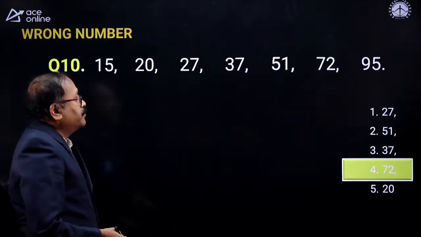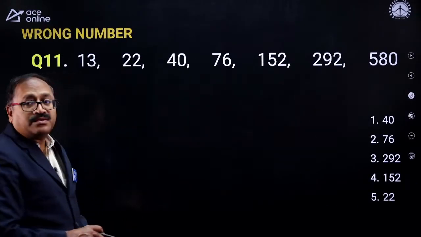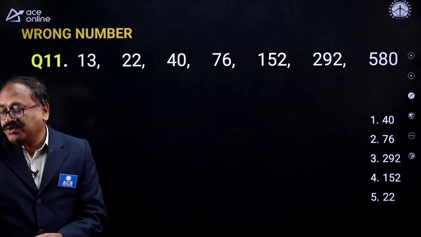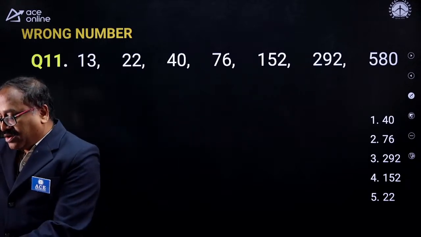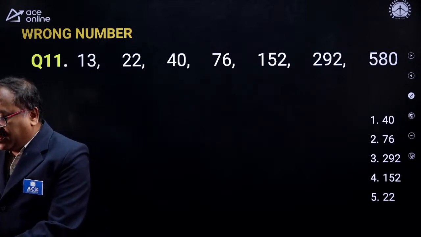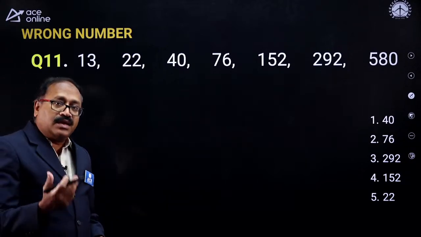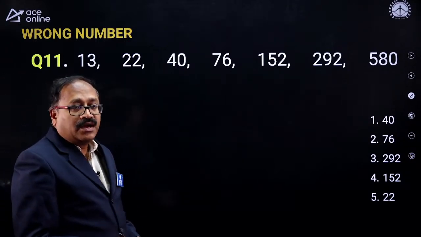Next one. Here is the next question. Again, find out the wrong number. How do we find out the wrong number over here? Let's check that and then we will switch over to arithmetic question.